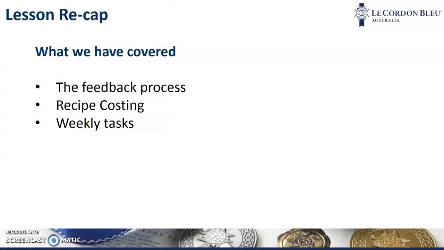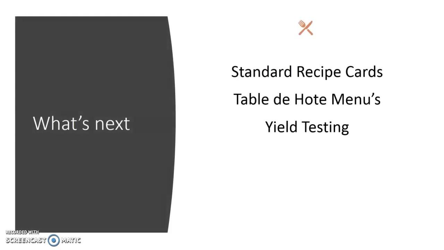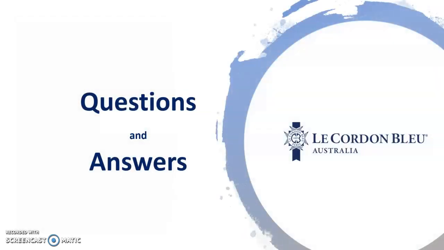This week we've covered the feedback process, recipe costing, and looking at our weekly tasks. Next week we're going to start looking at standard recipe cards, table d'hôte menu pricing, and the yield testing for each unit, each menu.